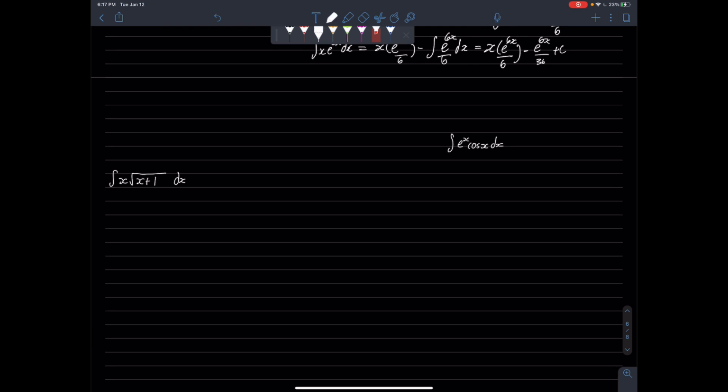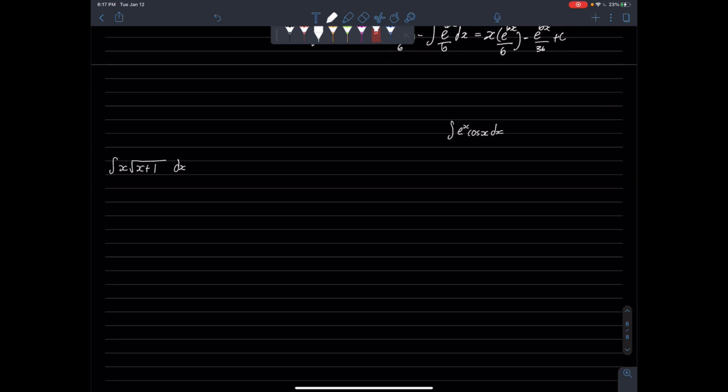Okay. Let's start with this one. This one could be a bit tricky. You can use substitution for this, but you're going to have to substitute it twice. So it's just not very practical. So we can just use by parts.